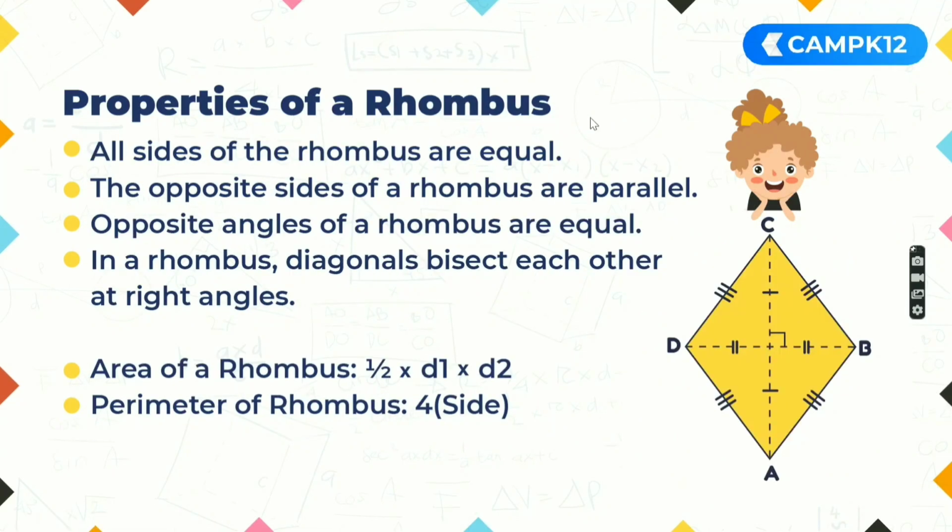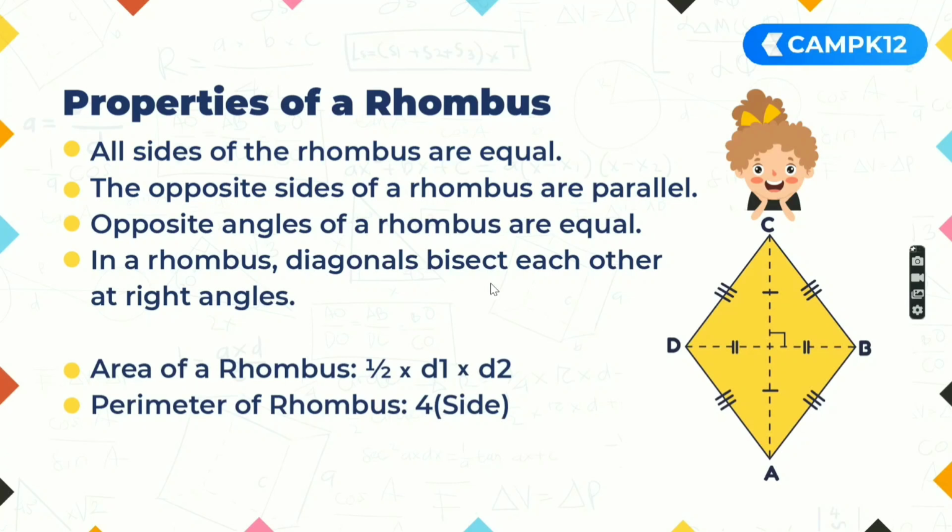Let's now talk about the properties of our last type of quadrilateral, which is a rhombus. All sides of a rhombus are equal. The opposite sides of a rhombus are parallel. Opposite angles of a rhombus are also equal. Therefore, angle A will be equal to angle C and angle B will be equal to angle D.